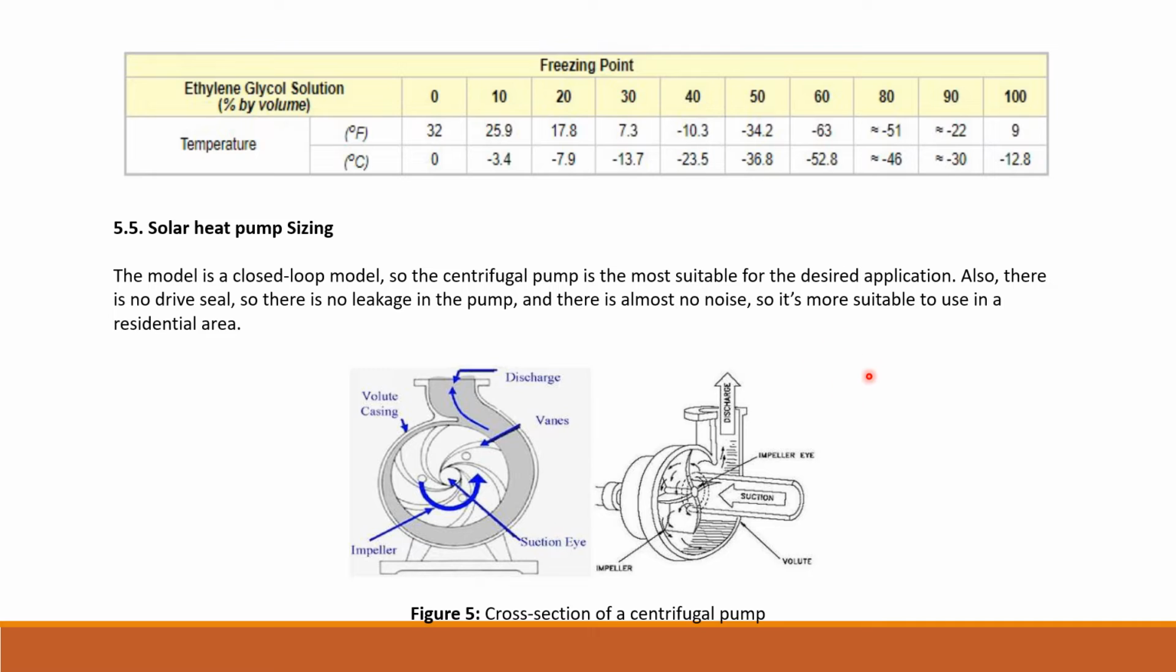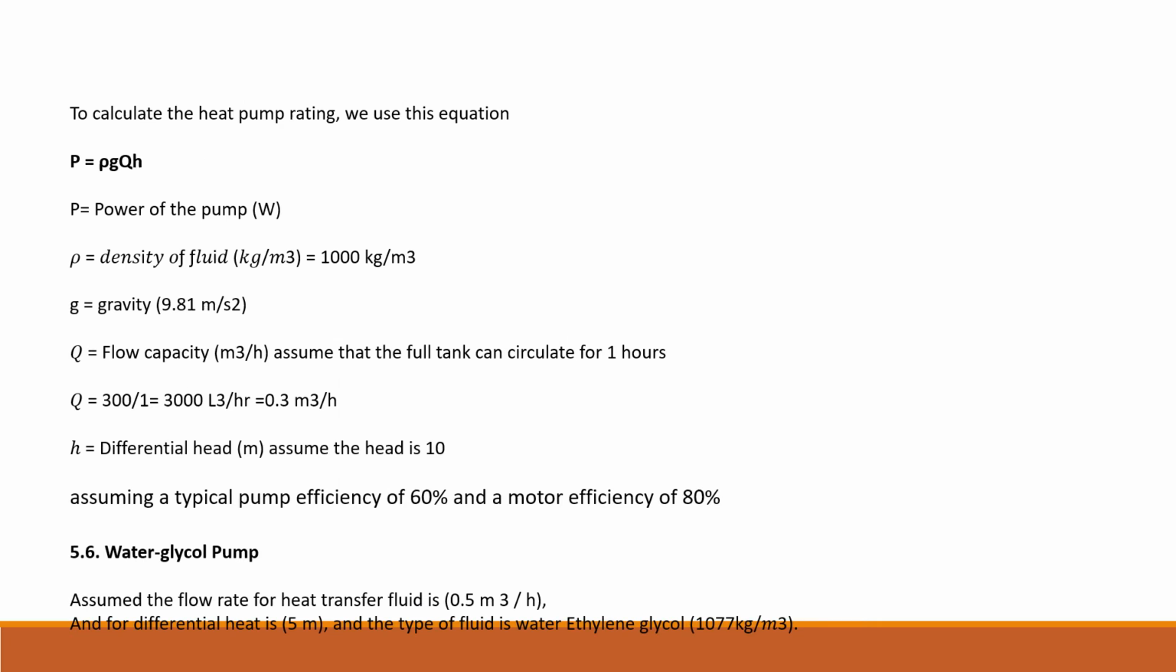Next, we did the solar heat pipe pump sizing. This model is a closed loop model, so the centrifugal pump is the most suitable for the desired application. There is almost no noise and it is more suitable to use in a residential area, and there is no leakage in the pump. This is the cross section of a centrifugal pump. Here we did the calculation. Here we took these points: P is power of the pump, rho is the density of fluid, g is the gravity, Q we took as flow capacity, and H is the differential head.